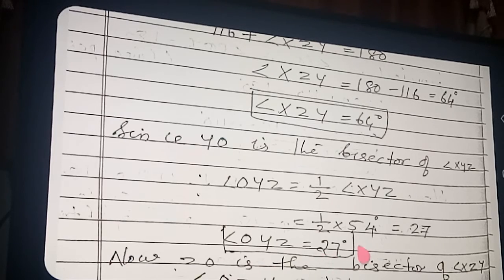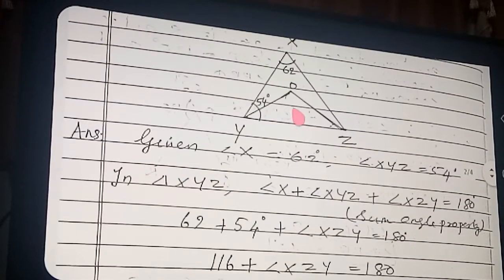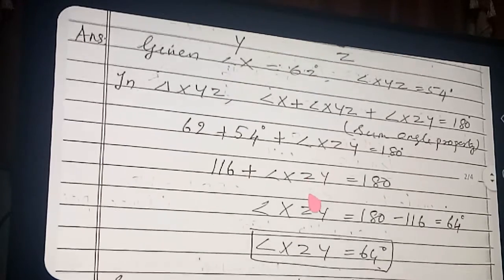But actually OYZ is not asked in the question. But if you want to find this angle YOZ, you need these two angles. Then what will we apply? The sum of all angles, 180, will apply. So it is compulsory to find OYZ. That is why we found OYZ.